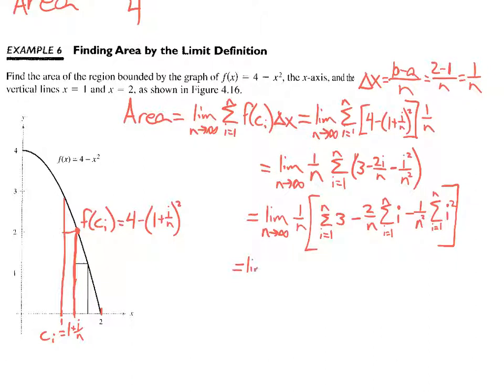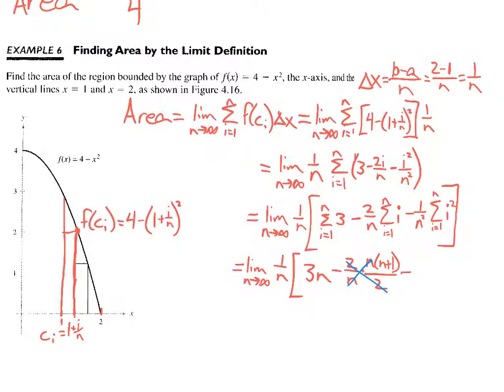So we're still taking the limit as n approaches infinity. We still have that 1 over n, but let's look at what's in the brackets. This is going to be 3n. Formula for a constant, it's just 3 times the n. Then we have a minus 2 over n, and the formula for the sum of the i's is n times n plus 1 over 2. So then notice that's going to simplify pretty nicely. The n over n cancels, the 2 over 2 cancels, and I just have a minus n plus 1.